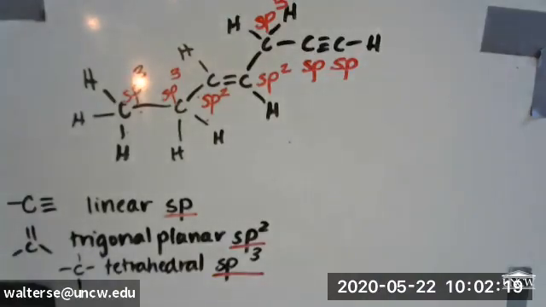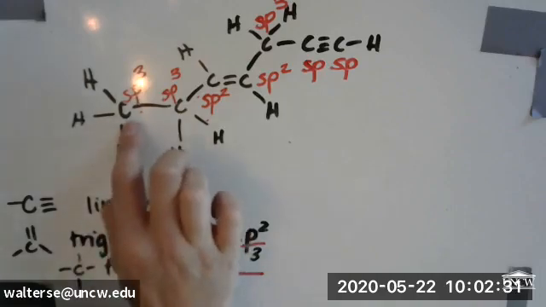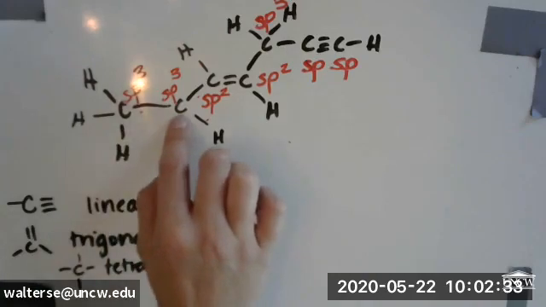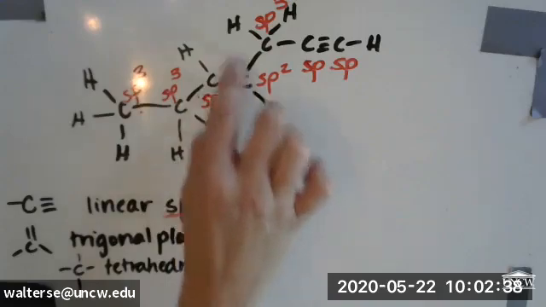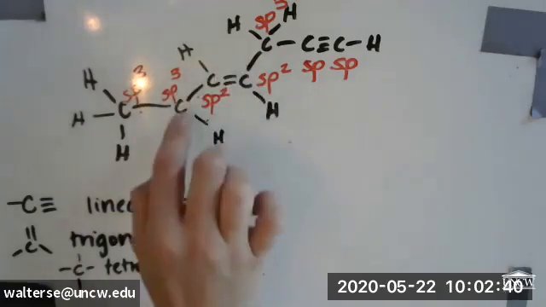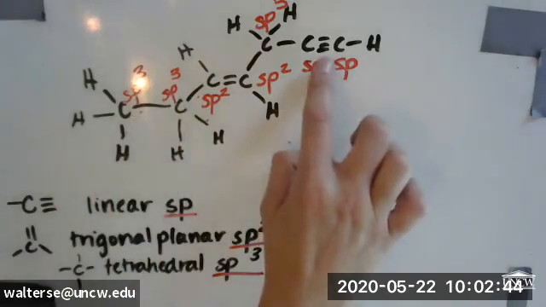Okay. So when you talk about the geometry of a molecule, you could be talking about the geometry of the whole molecule or the geometry just at a specific carbon. So this carbon is tetrahedral. This carbon is tetrahedral. But this carbon is trigonal planar. So there's a planar part of this molecule, some tetrahedral components, and then a linear component.